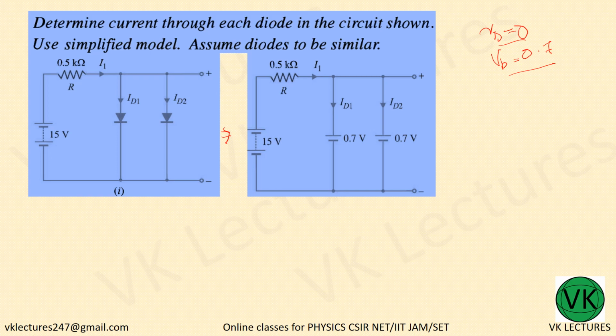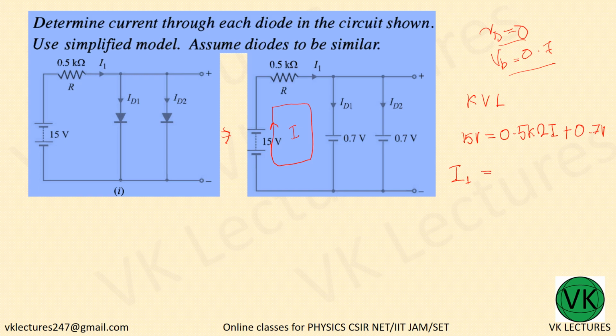Now the next thing is to find a loop consisting of the resistance and diode such that we can use Kirchhoff's voltage law. So applying Kirchhoff's voltage law to the first loop, I can write 15 volt is equal to 0.5 k ohm into I plus 0.7 volt. Now I want I, or you can write I1 as given in the question.